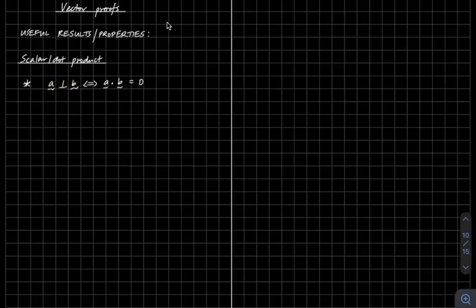So anytime in a proof you're trying to prove something about perpendicularity, we'll generally be trying to show that the dot product is equal to 0. Alright, next one, just a reminder that the dot product of any vector with itself is just the square of its own magnitude. Alright, a couple of results or properties to do with parallel vectors or collinearity.